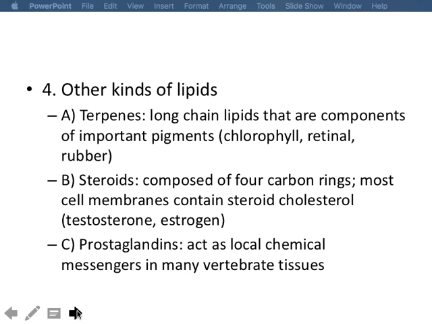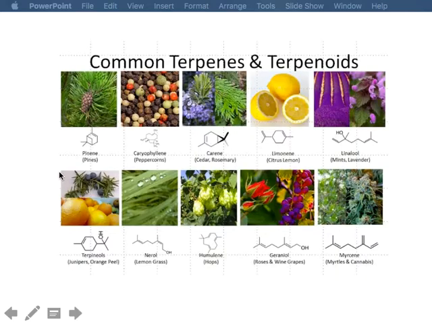So, a diagram showing some common terpenes that we may encounter in everyday life. The smell of pine, okay, pinene, cedar, rosemary, peppercorn, citrus. Hey, there's that lemon molecule we talked about, left versus right. Mints, lavender. So they're very aromatic. They smell. So yeah.